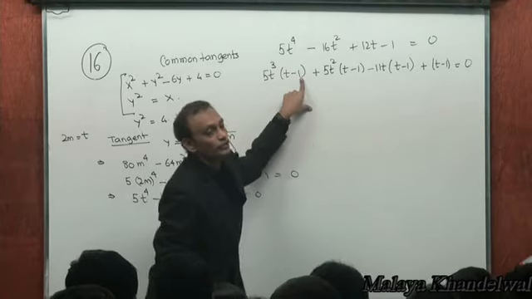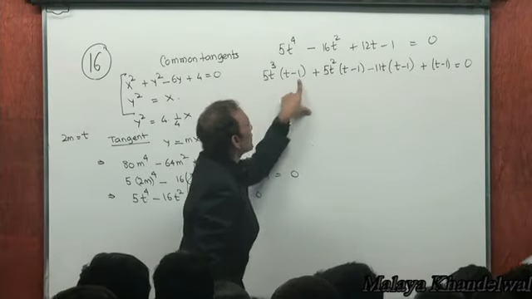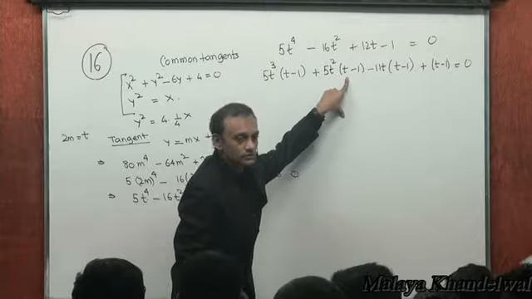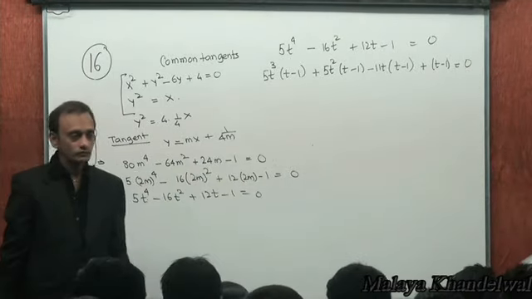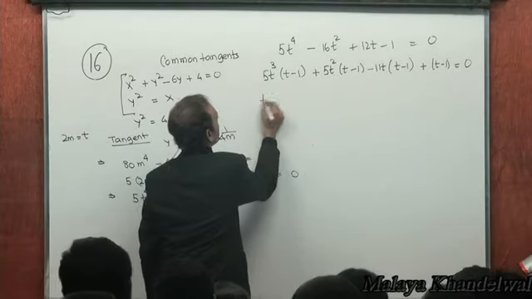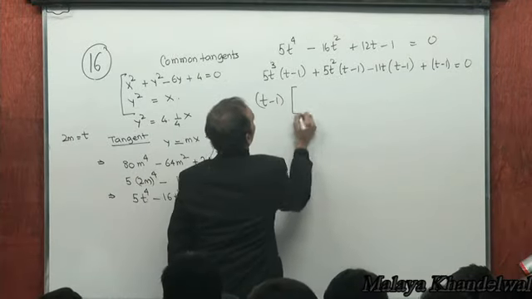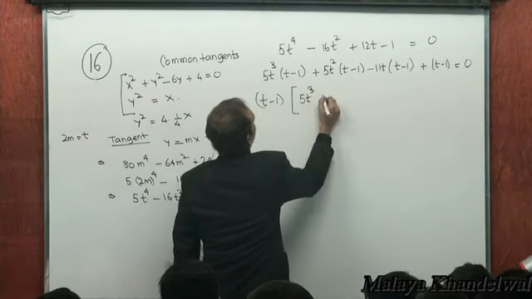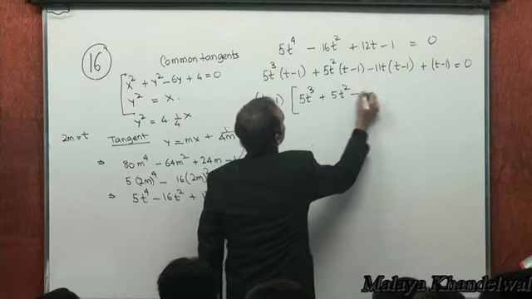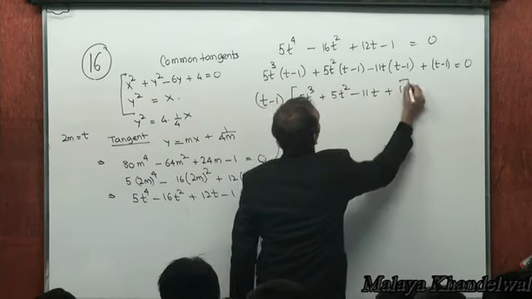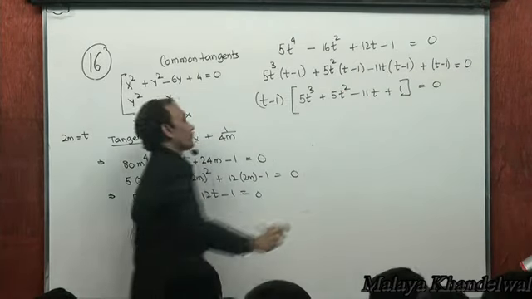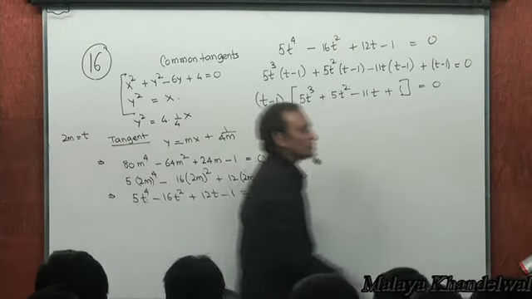5t cubed minus 5t cubed. I brought this from outside, but I managed it here. Clear? So now I take a t minus 1 common. 5t cubed plus 5t squared minus 11t plus 1 equal to 0. Right? So far so good?